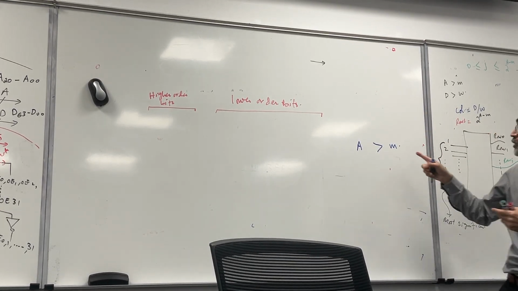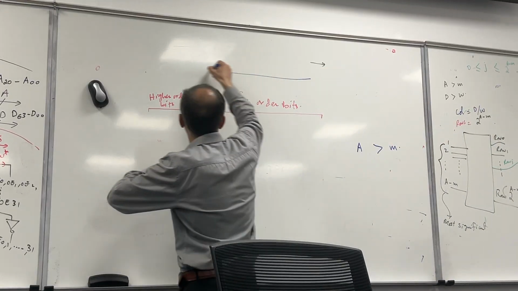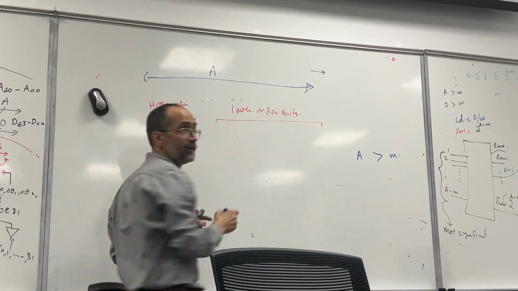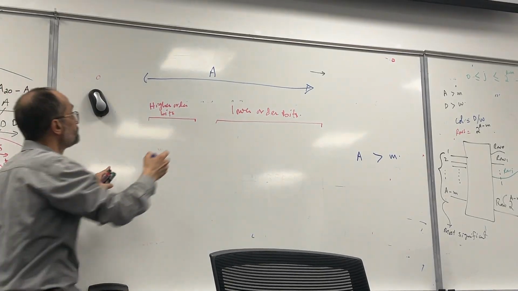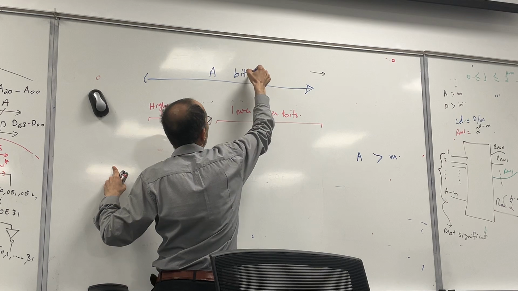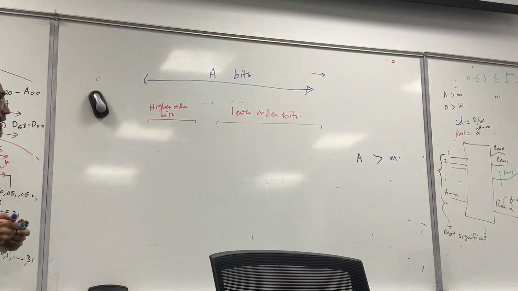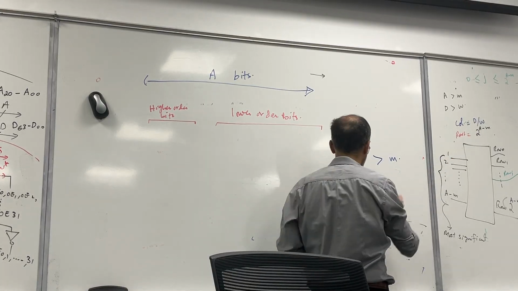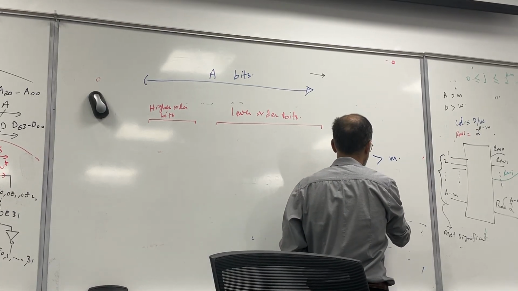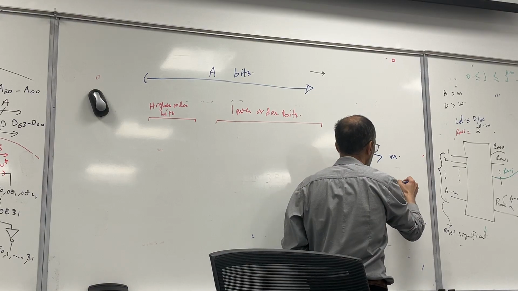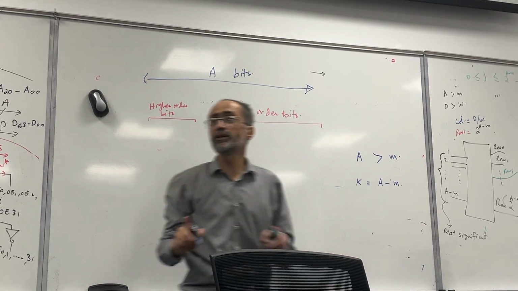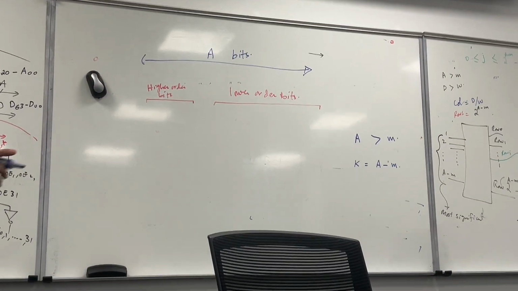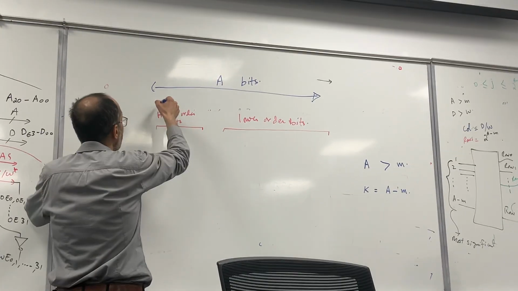Since A is greater than M, this A can be partitioned. We have A bits. Since A is greater than M, we can define some metric. Let's assume we have K, and K is equal to A minus M. This positive number K is actually A minus M. Clear or not clear?